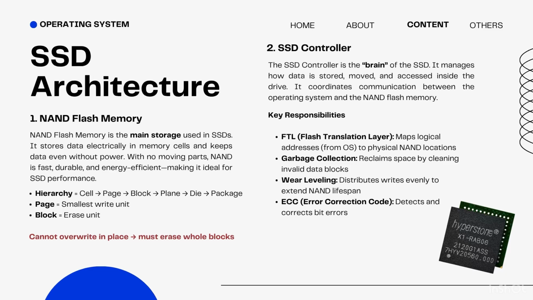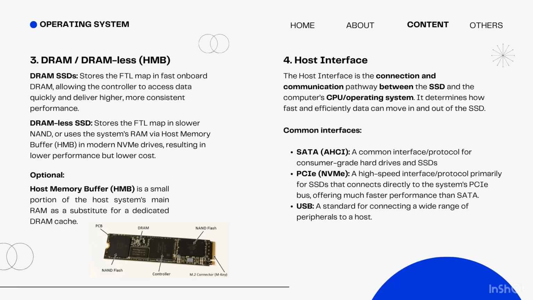And the second is the SSD controller, which acts as the brain. It manages where data is placed, handles garbage collection, wear leveling and error correction. And the third one is DRAM or DRAM-less. Having DRAM helps the controller find the data quickly, so DRAM SSDs give faster and more consistent performance. DRAM-less SSDs are cheaper and may use the system RAM through HMB to improve speed.